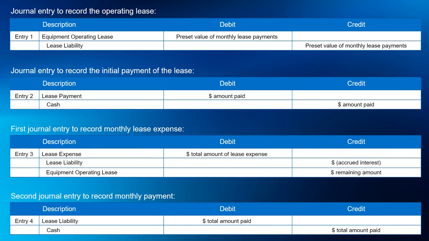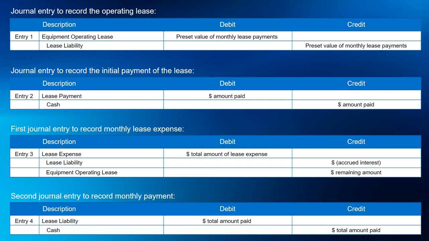Notice that this first journal entry affects 3 accounts: lease expense, lease liability, and equipment operating lease. The second journal entry affects the lease liability and cash accounts. In this journal entry, we are adding the accrued interest to the lease liability account.